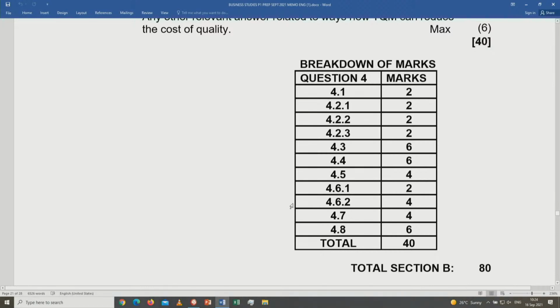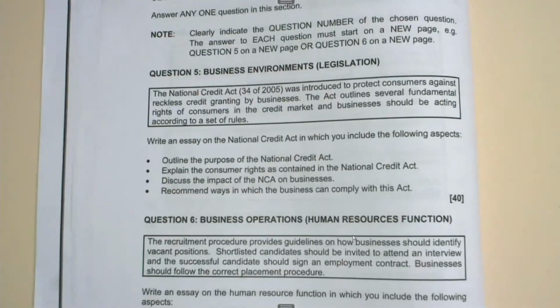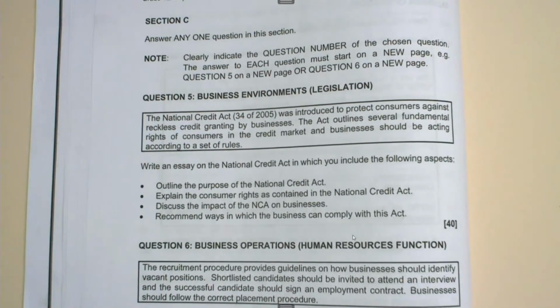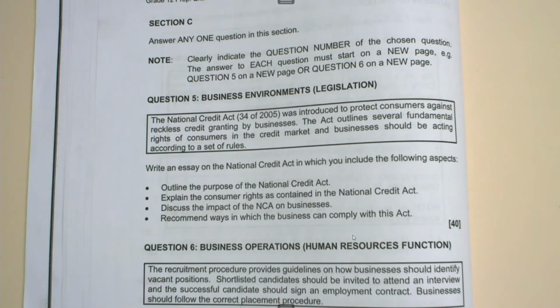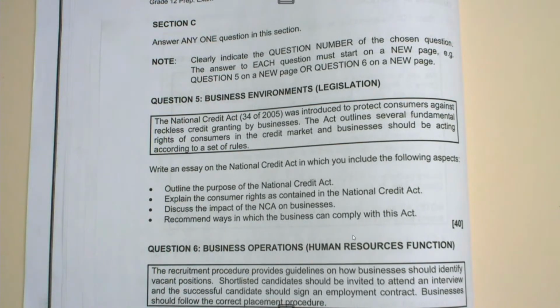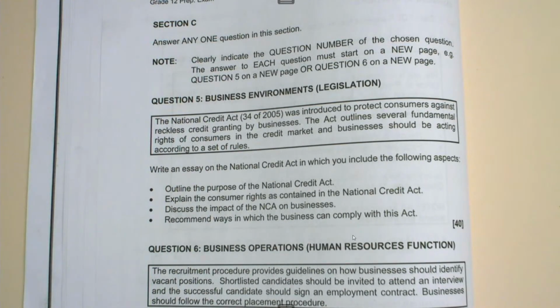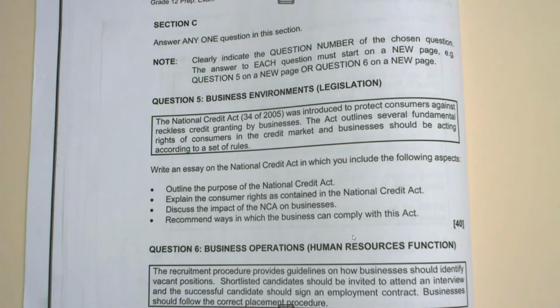Let's look at question 5. Answer any one question in this section, and by now you know that if learners have answered both, you mark the first one that the learner has presented. Question 5 is based on legislation, and it is based on which specific legislation?